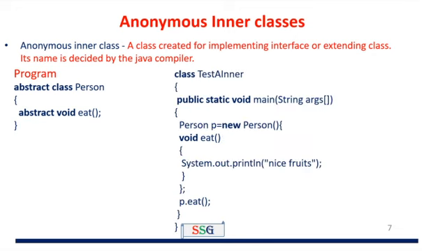The next one, consider one example. Here one class name is Person. Here this is an abstract class Person. This class contains only one method, the abstract void eat method. The method name is eat, the return data type is void, and it's an abstract method. The next one, go to the main program, class TestAnonymousInner.